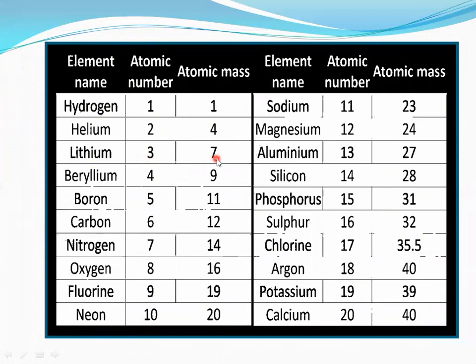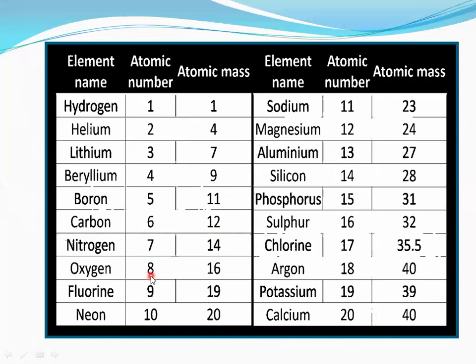Lithium, atomic number 3, mass number 7. Beryllium, 4 and 9. Boron, 5 and 11. 11 means 5 protons and the remaining will be neutrons. Carbon, 6 protons and 6 neutrons, mass number 12. Nitrogen, 7 protons and 7 neutrons, mass number 14.